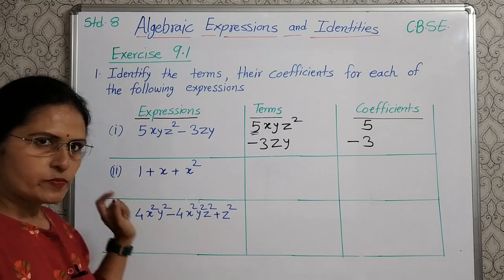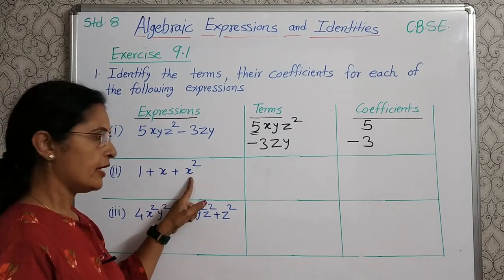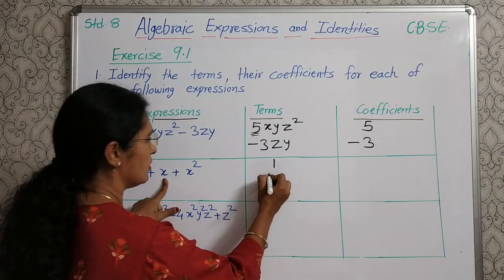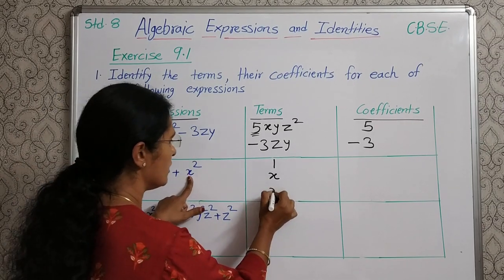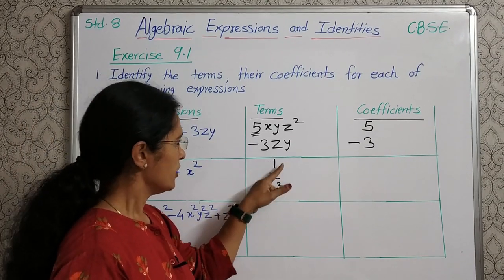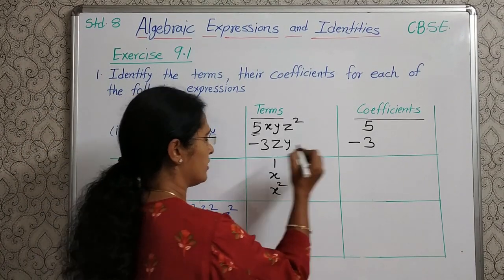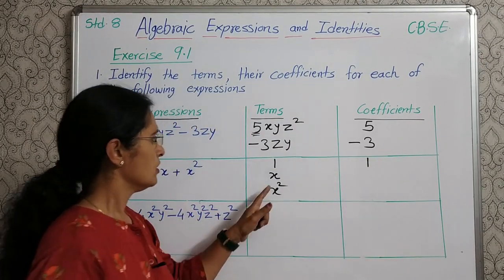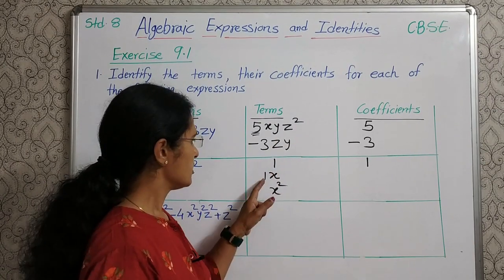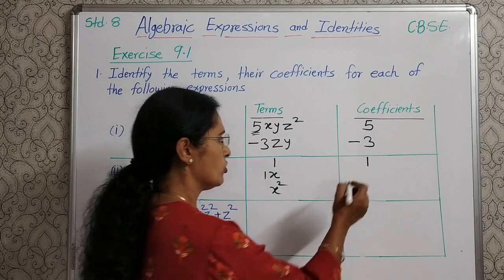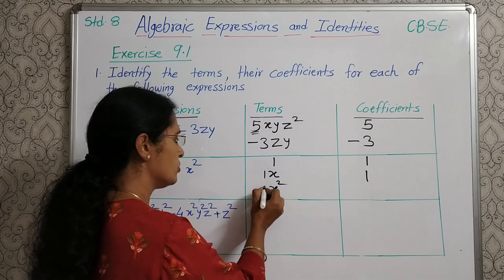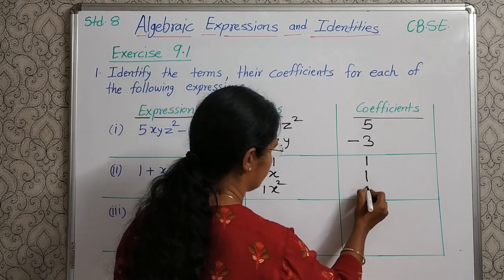Next, second expression: 1 plus x plus x square. There are 3 terms. First term is 1, next term is x, third term is x square. Now for the first term, what is the coefficient? Here 1 itself is the numerical factor, therefore 1 is the coefficient. Here the term is x, therefore with this x there is 1. This is the numerical factor, therefore coefficient is 1 here. Now in this term x square, there also the coefficient is 1.